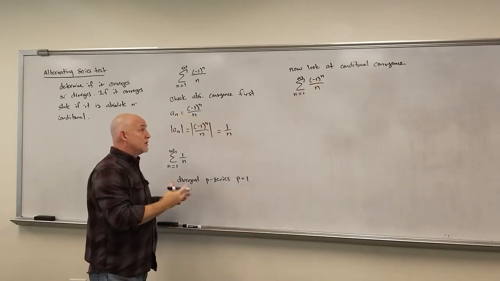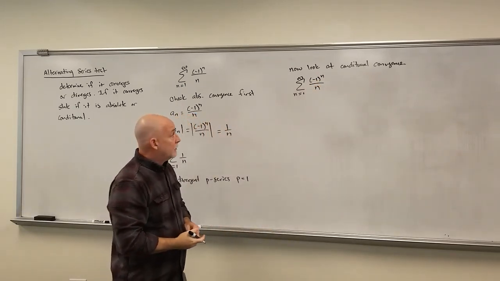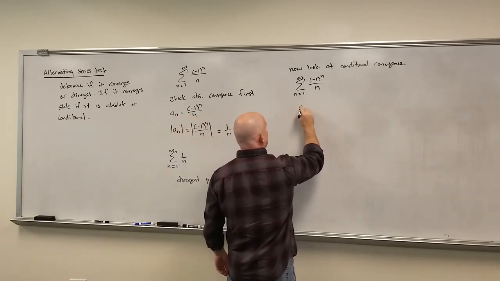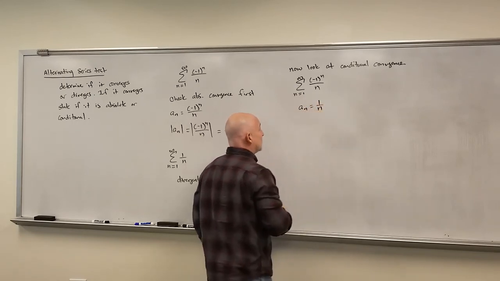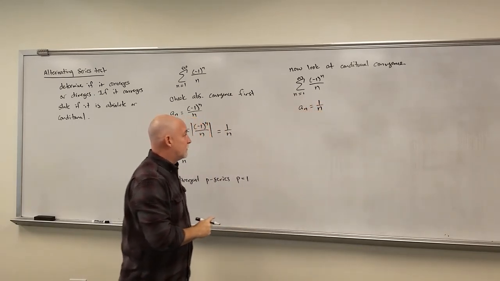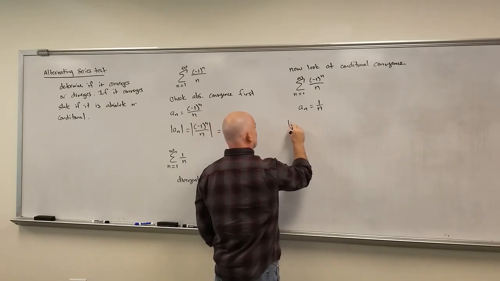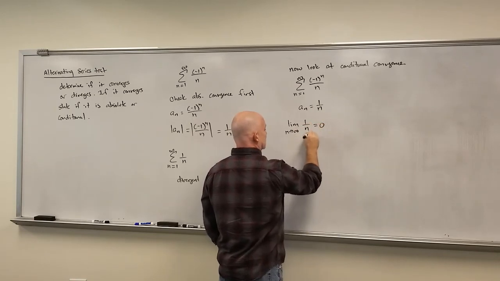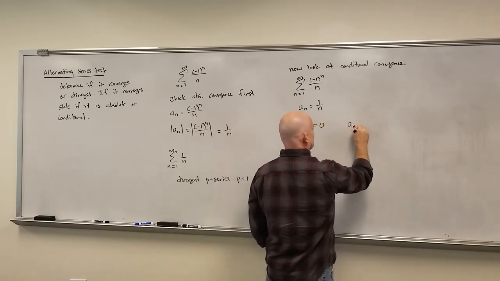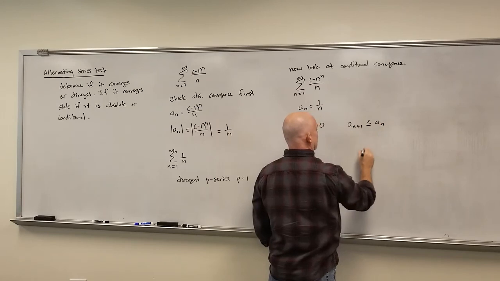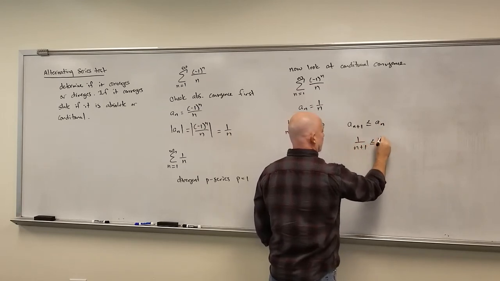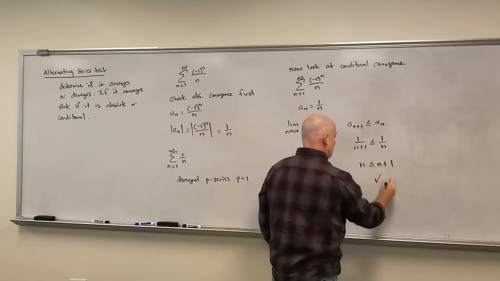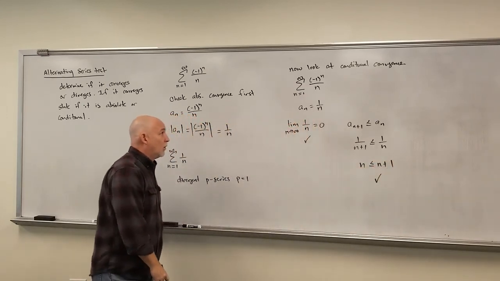So you say, well, this is an alternating series, so let's try our alternating series test. For our alternating series test, my a sub n is just 1 over n, right? We ignore the alternating part when we define our a sub n. We need to check two things. The limit as n goes to infinity of 1 over n, that is 0. And I need to show that a sub n plus 1 is less than or equal to a sub n. So 1 over n plus 1 is less than or equal to 1 over n. Cross multiply, everything's positive, so we don't have to worry about it. n is less than n plus 1.